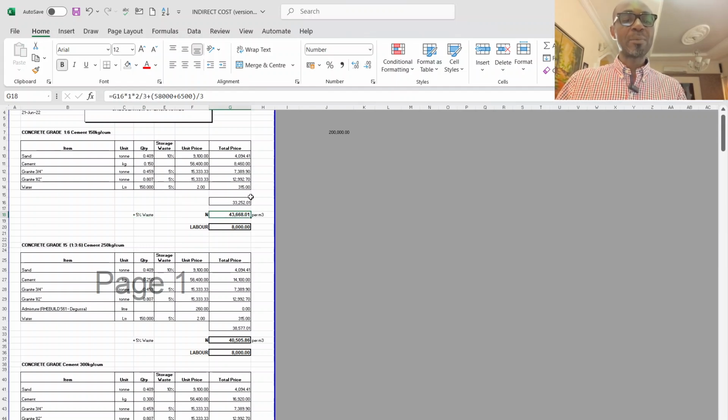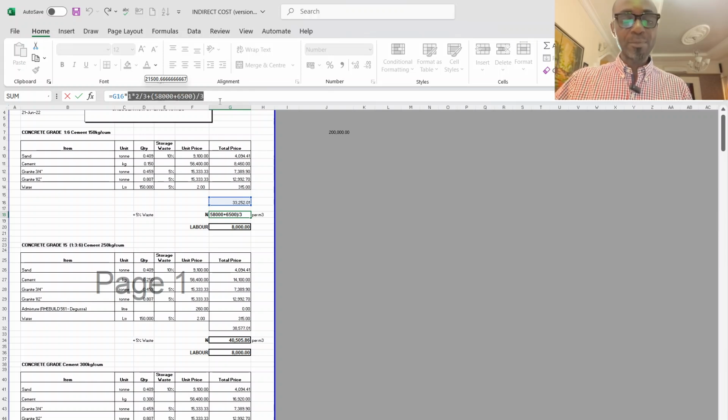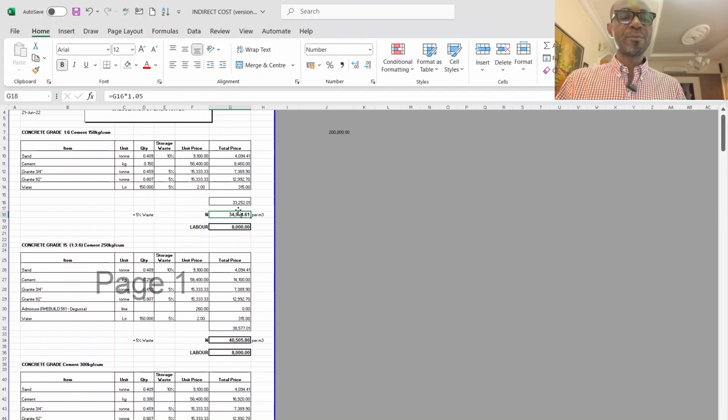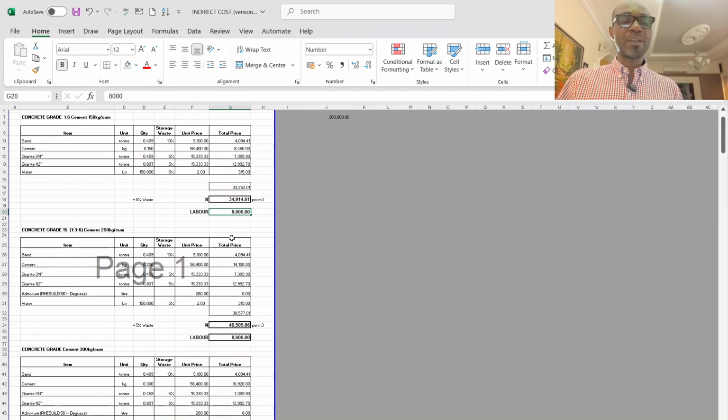Then you multiply by 1.05. Then you have your labor cost of 8,000 per cubic meter. So if you add this to this, it is your dry cost. So this is your direct cost without profit.